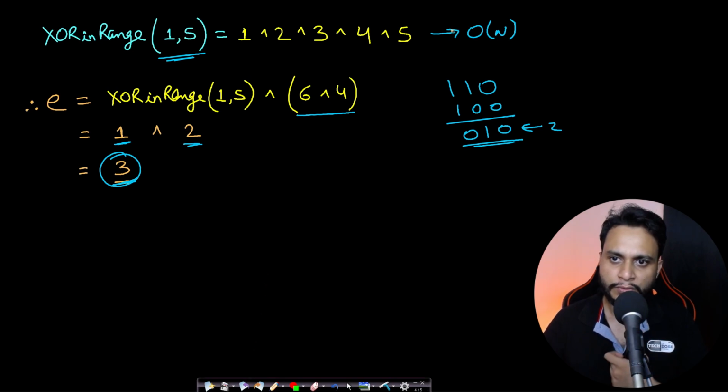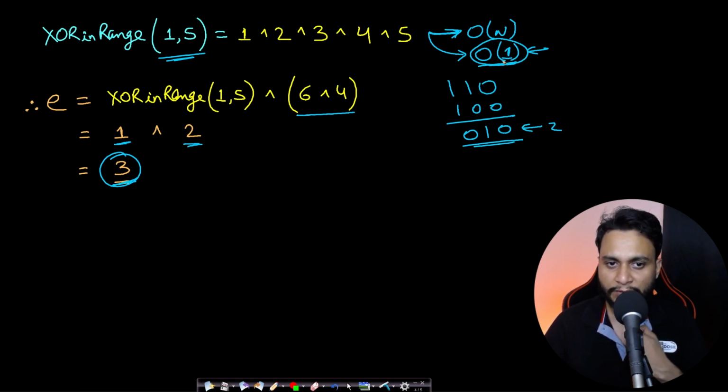Now you are expected to do better in finding XOR in the range of 1 to n. So instead of doing an order of n approach, you are expected to do it by order of 1 approach, and this is also very easy. This constant time approach has been explained in a video, XOR in a range. So the link will be in the description below. You can always go there and watch.